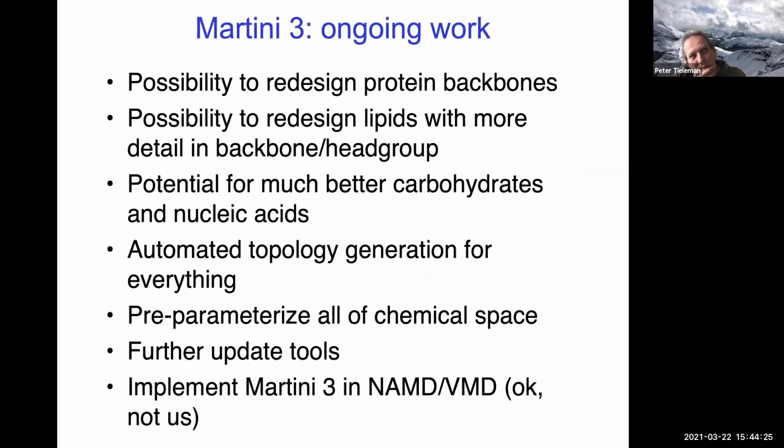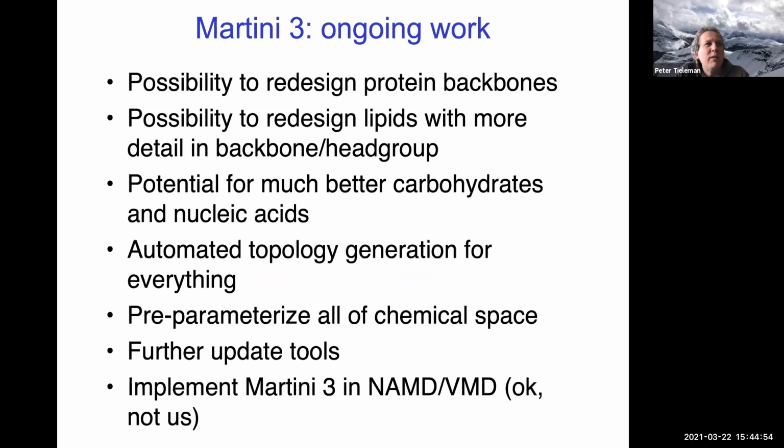So with this, we can redesign the protein backbone. The examples I showed basically use Martini 2 topologies with Martini 3 parameters, but we can make more detailed protein backbones with more beads now that we have these smaller particles. You can also redesign lipids with more detail in backbone and head group. So we can actually distinguish better between different lipid types for lipid-protein interactions. And I think this will also help with getting phase diagrams for lipids correct.